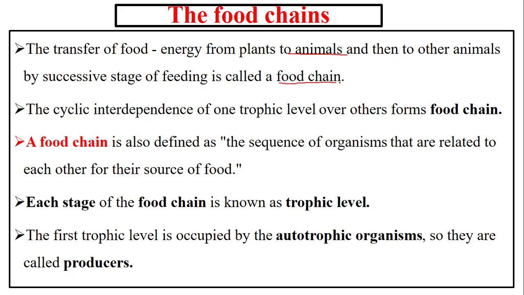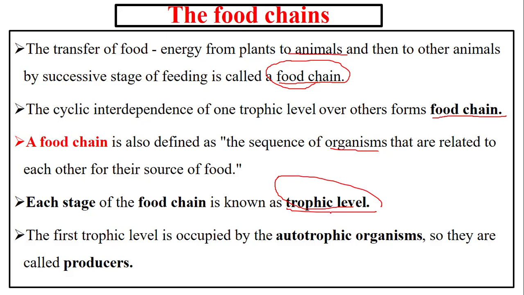A food chain, right? The cyclic interdependence of one trophic level over the other, or the dependence of one animal on the other animals for the requirement of their energy, we call them food chains. Food chain is defined as the sequence of organisms that are related with each other through the source of food or through the requirement of their energy. Each stage of the food chain, we call a trophic level, as I have mentioned in the previous slide.